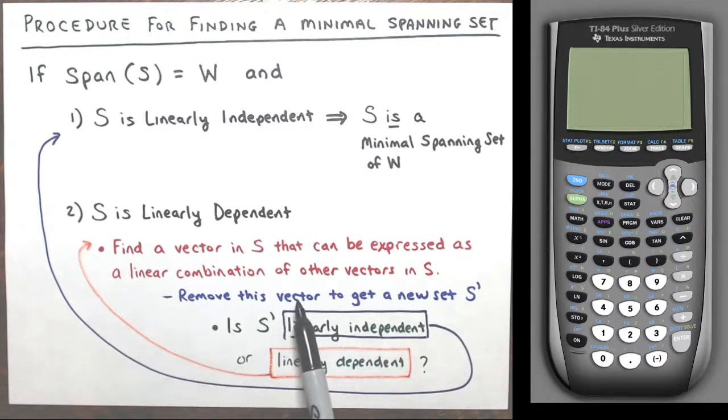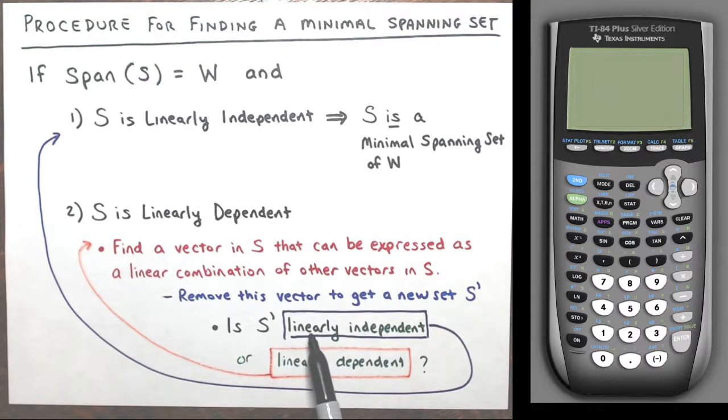Remove this vector, and you'll get a new set, which I called T on the previous page. Here it's S prime, right? It's a different set. So this is the set without that vector from the previous step. So it's a smaller set. And then I ask the same question: is this set S prime linearly independent, or linearly dependent?